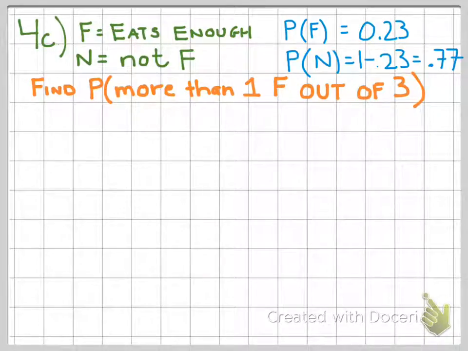Alright, so there was a question on 4c. Question 4 said only 23% of Americans meet a 5-day goal of eating fruits and vegetables. If 3 Americans are randomly selected, round to 6 decimals. C said, what is the probability that more than one person eats enough, meets the goal of eating enough fruits and vegetables? So let's just summarize.